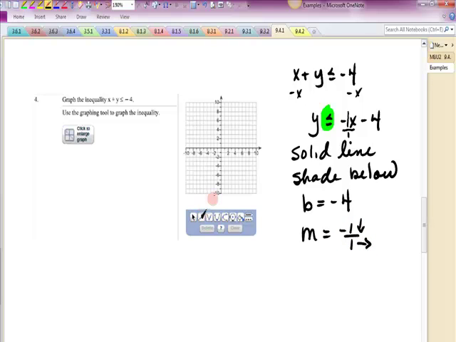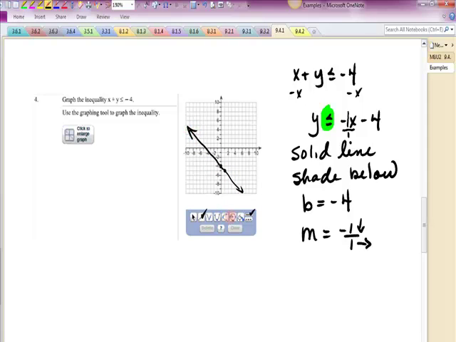So I will click the line tool. I have a solid line and I begin at -4. From there I go down 1, right 1. I get a line which is solid that looks like this.